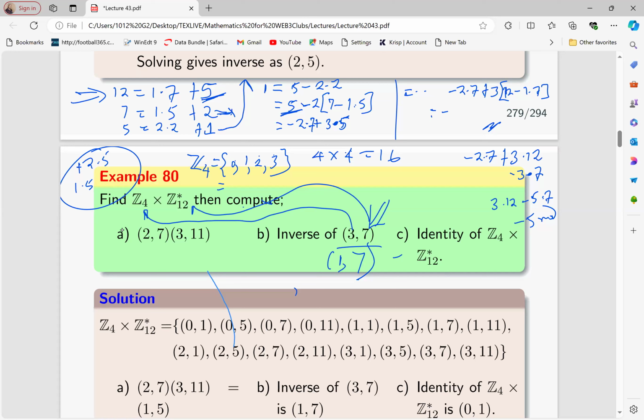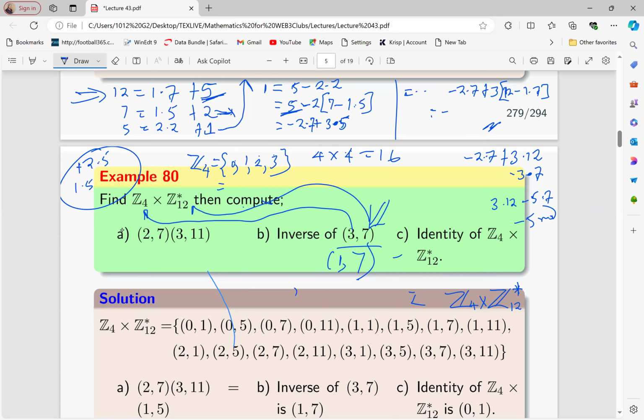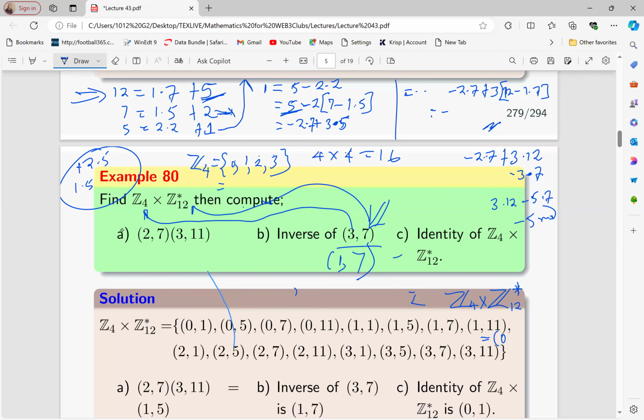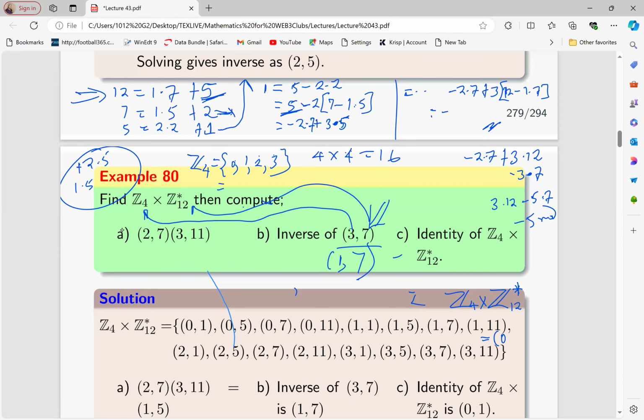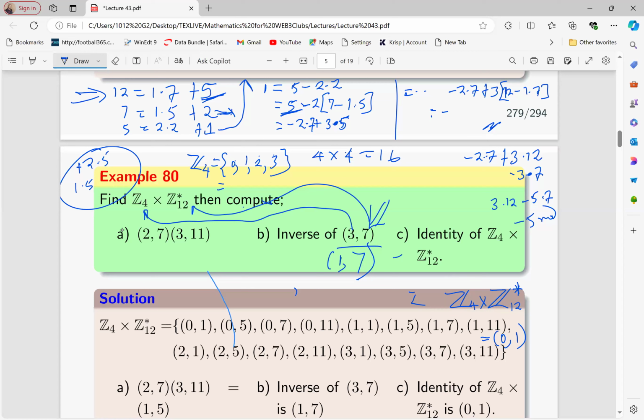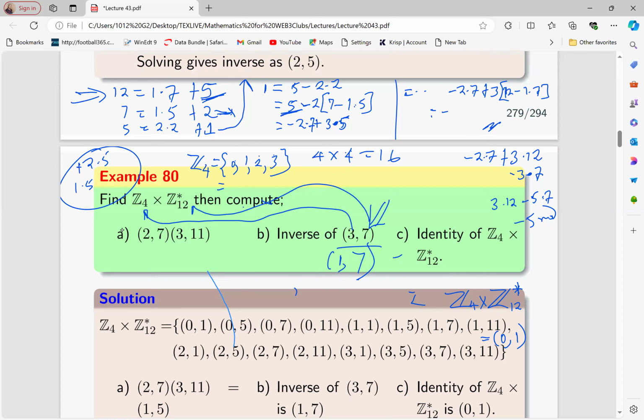Now, what about the identity? What about the identity of the group? The group is Z4 cross Z star 12. The identity element of this group is the identity element of the first group, which is an additive group. In an additive group, the identity is 0. And then the identity element of the second group, which is multiplicative, is 1. Therefore, the identity element of the new group formed is 0, 1.